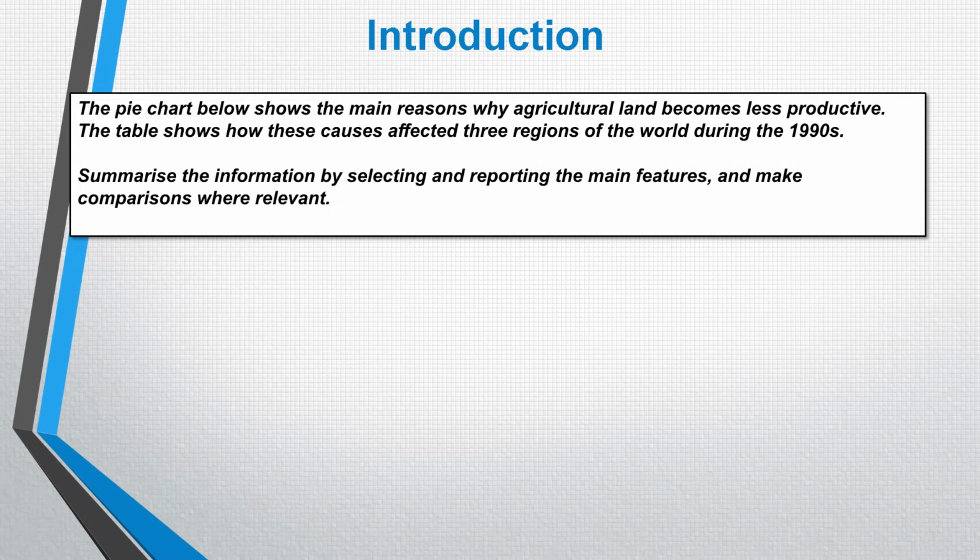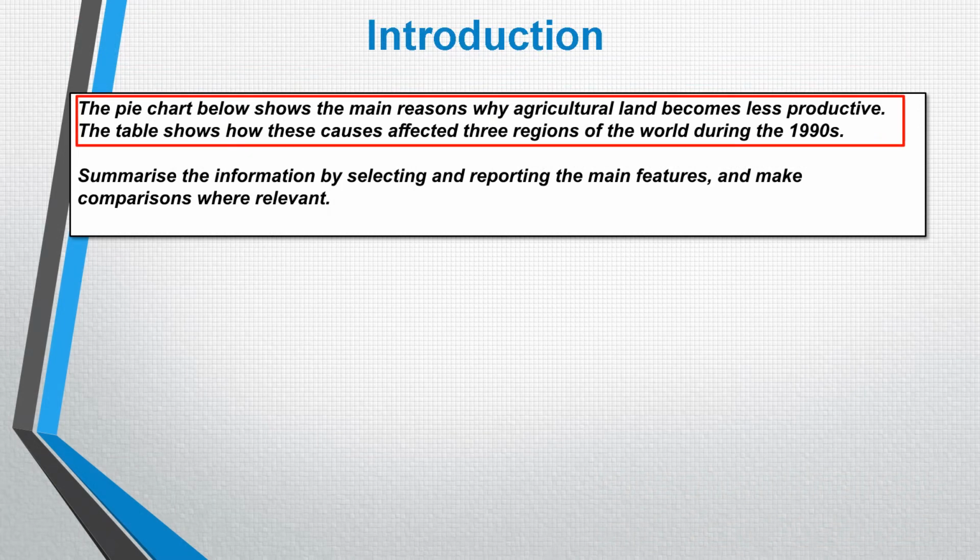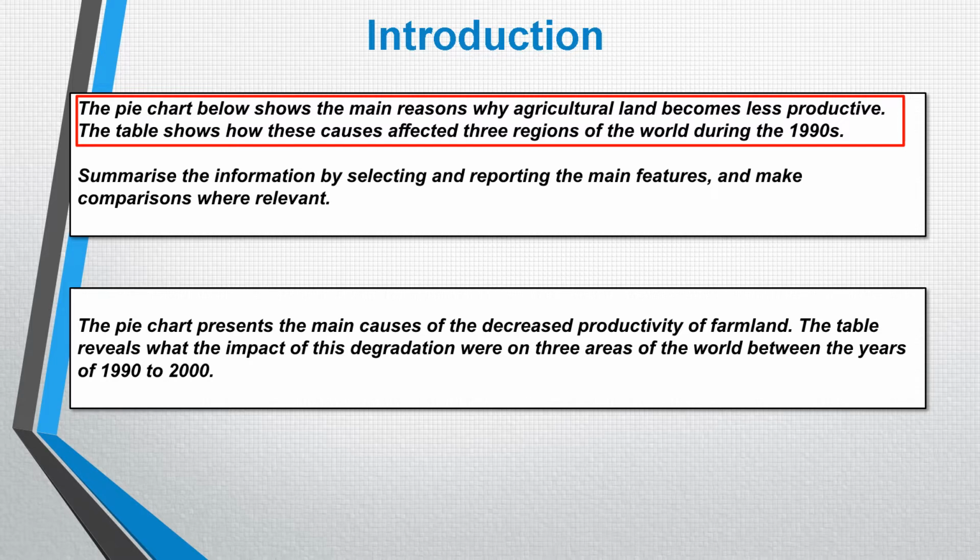Now for the introduction. As normal, we're simply going to use synonyms to create our introduction. It's a little longer than normal as there are two sentences that we need to look at. So this time I've changed it to: the pie chart presents the main causes of the decreased productivity of farmland. The table reveals what the impact of this degradation were on three areas of the world between the years of 1990 to 2000. So you can see some synonyms in action again there.